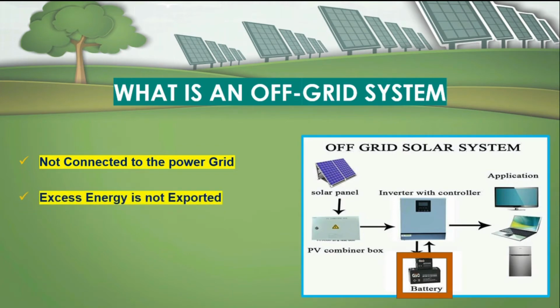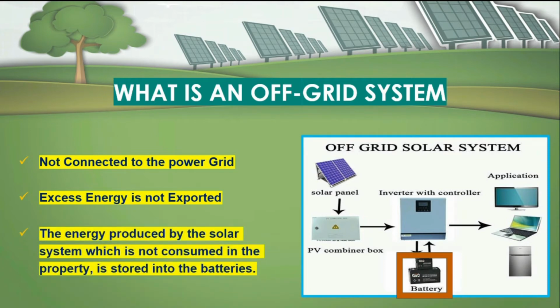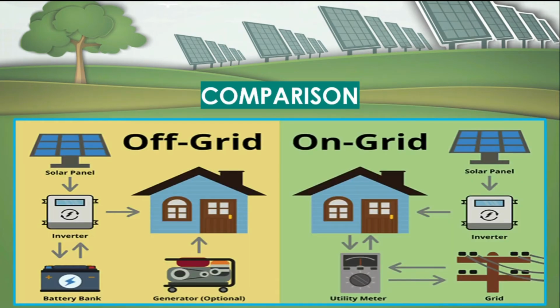Now the question comes, what happens to the excess energy? In this particular scenario, if there is any excess energy in the system, the same is getting stored into the batteries, and the excess energy is not exported in this kind of system. Now we have seen both off-grid and on-grid systems. Now we need to understand the comparison between them.